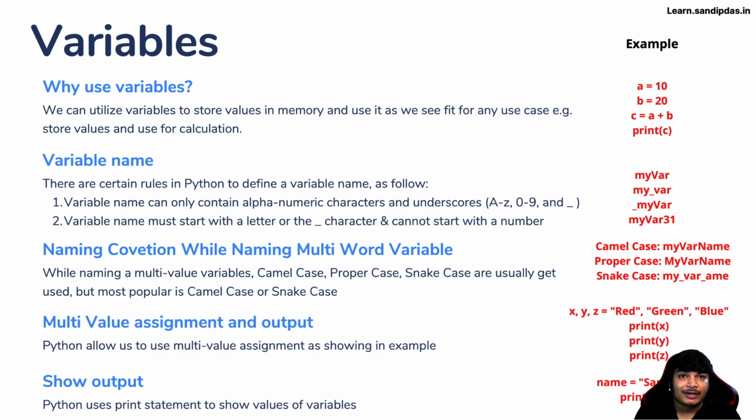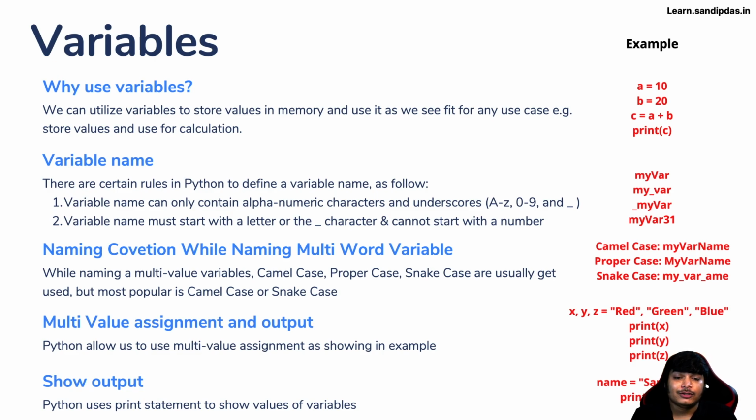Okay. Now to name a variable, there are certain rules in Python we should always remember. The first condition is that a variable name can only contain alphanumeric characters and underscores. For example, A to Z, 0 to 9, and underscore are allowed. No other special character is allowed. Okay. And the second one is that a variable name must start with a letter or an underscore and cannot start with a number. So at the beginning of the variable, you cannot give a number. Okay. You have to start with either A to Z, any letter, or you can start with an underscore. Okay. And you can see in the example how it is here. So myword, my_word, _my_word, or myword31.